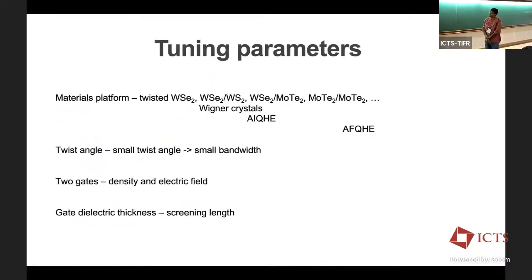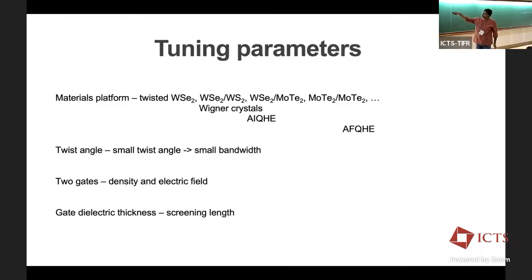And this system is actually a really nice platform for engineering. So you can do many different things to tune this system. The simplest thing you can do is choose different types of materials. The material I'll talk about is twisted tungsten diselenide. But there's work on tungsten disulfide, tungsten diselenide on molybdenum telluride, molybdenum telluride on molybdenum telluride. And if you've been following this field, there have been many beautiful experimental discoveries over the past few years: Wigner crystals, the anomalous integer quantum Hall effect, and most recently, the anomalous fractional quantum Hall effect. All of these things have been discovered in this materials platform.